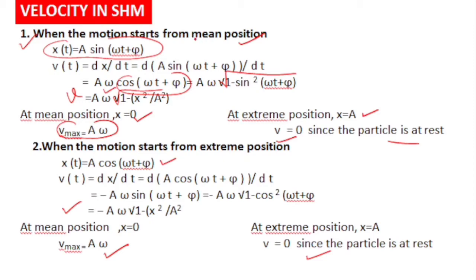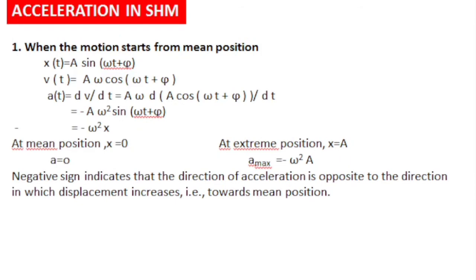So hope it's clear which equation you have to use. If the motion starts from mean position, you use sin(ωt + φ). If the motion starts from extreme position, you use cos(ωt + φ). Any equation you can use, the answer is the same. So this is about velocity in simple harmonic motion. After that, acceleration in simple harmonic motion.